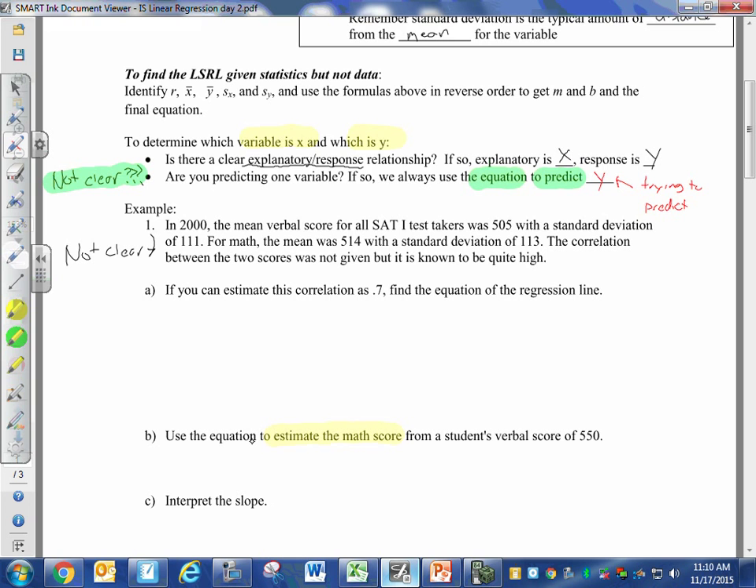Because in this question I want to predict the math score, I'm going to say that the math is going to be my y variable. Whatever we're trying to predict, we'll say is y. That means the verbal is going to be my x. That's the first thing we need to do, is determine what is y and what is x.